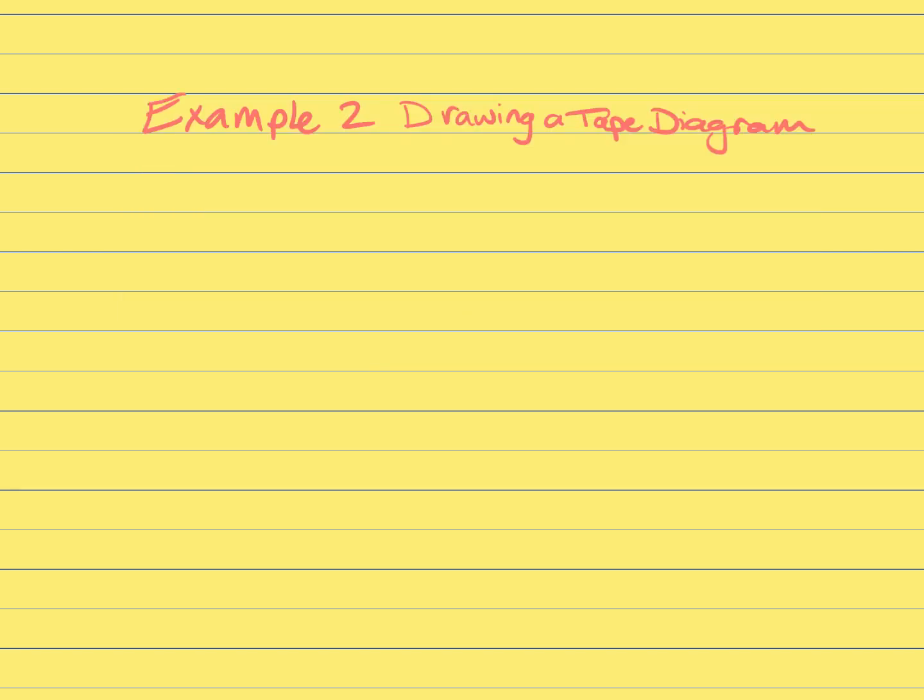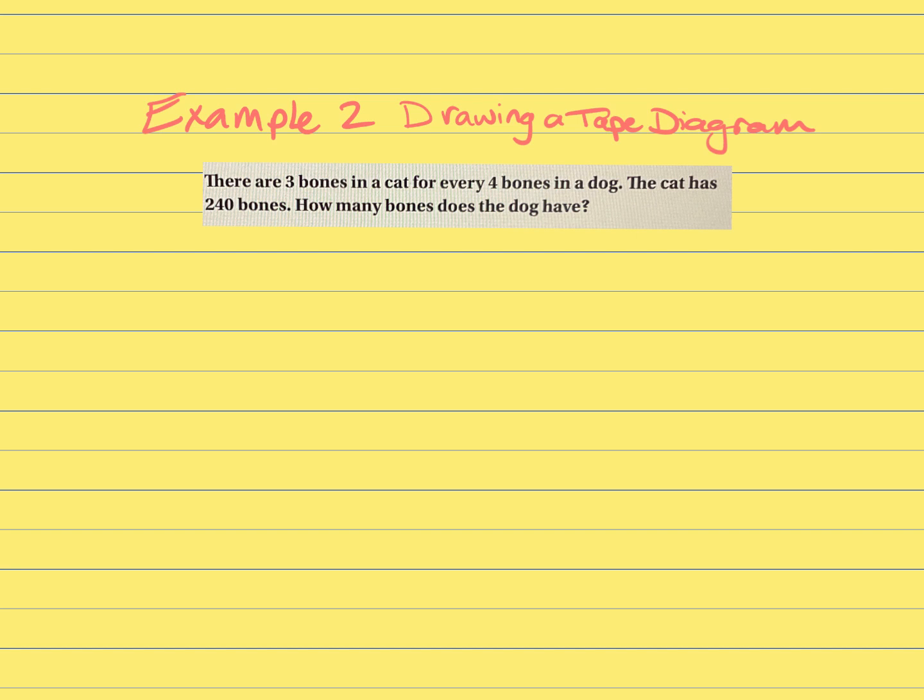Example 2 is drawing a tape diagram. They're going to give you a word problem, and then you'll have to create the tape diagram to help represent what's happening. So you start off with the problem. It says there are 3 bones in a cat for every 4 bones in a dog. The cat has 240 bones. How many bones does the dog have?